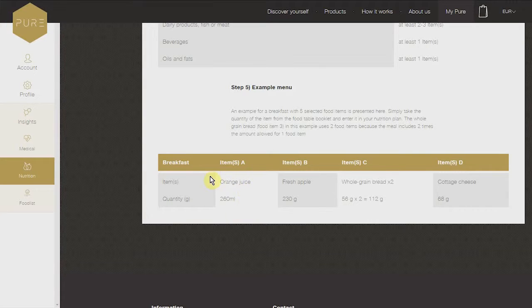So as I said, if you want to drink orange juice, then one amount would be 260 milliliters. That's one food item. Then you would want to eat a fresh apple, maybe 230 grams, and then whole grain bread. And this might be a too small food item for you, so 56 grams. So you're investing 2 food items, which would then be 112 grams of bread that you're eating, and 68 grams of cottage cheese. And this might then be your breakfast. And you would have invested 1, 2, 3, 4, 5 food items. So you would still have 10 food items to eat for the rest of the day.